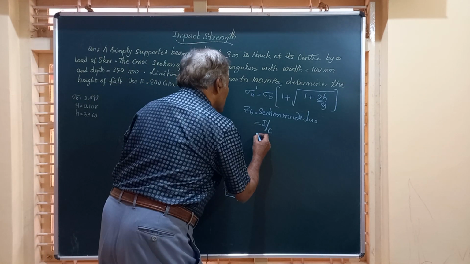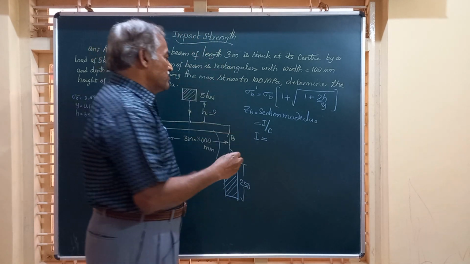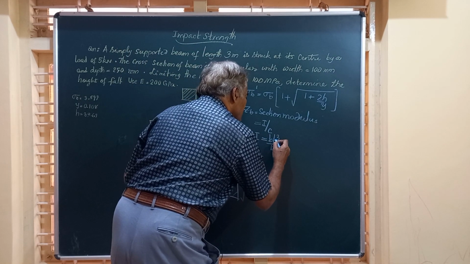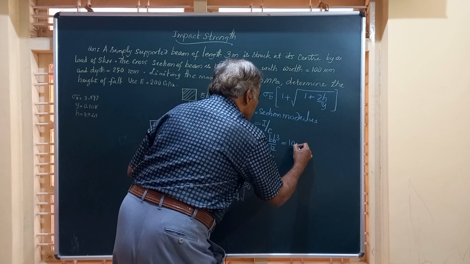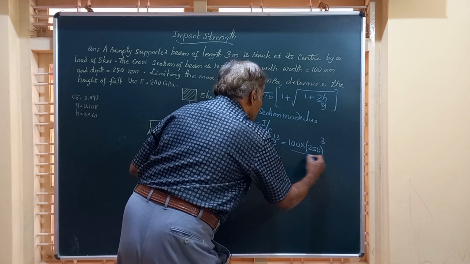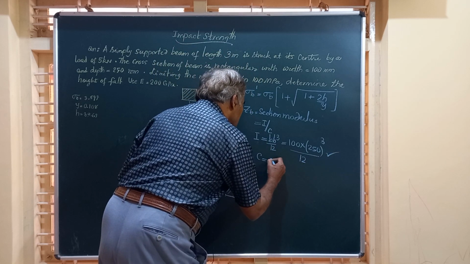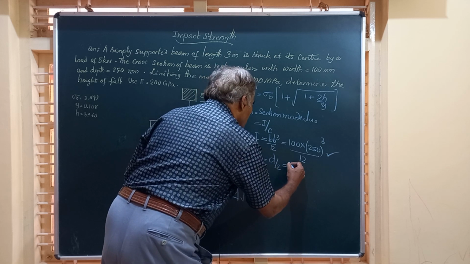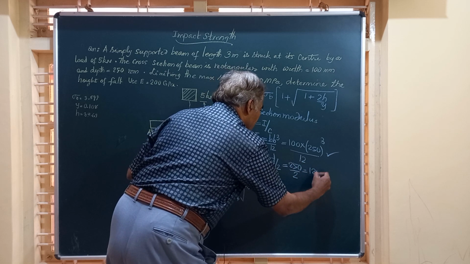Friends, what is I then? In general, for a rectangular section, I is equal to BH cube by 12. Instead of H we will call it D, so BD cube by 12. B is 100, depth is 250 to the power of 3 divided by 12. You get the answer. And C is equal to depth by 2, that is 250 by 2, which gives 125.